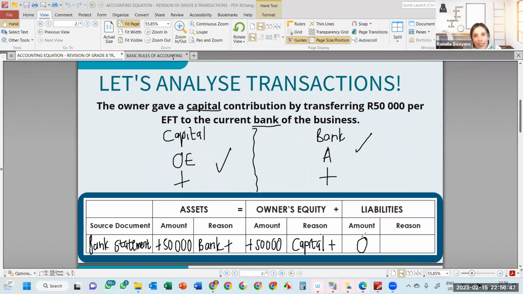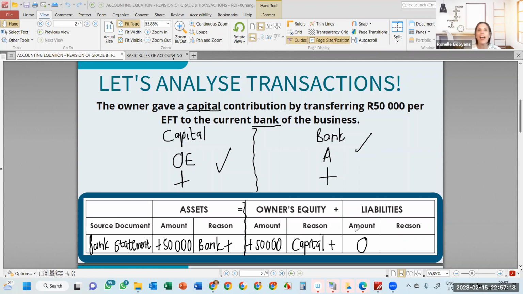So are the assets in the business still equal to the owner's equity plus liabilities? Because it needs to be like that, otherwise something is wrong. So have a look here, these are the two sides of the equation. There is plus 50,000 equal to plus 50,000 plus 0. Indeed, then you know your equation is in balance.